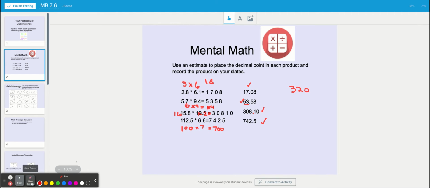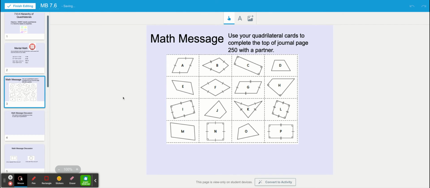Let's clear our screen. I don't know if you noticed, but they've updated my screen recording. So our math message today is to use your quadrilateral cards to complete the top of journal page 250 with a partner. So if you're at home, obviously you don't have a partner from school, but you could work with someone in the class by communicating through Gmail, or you could work with a family member at home. You will not have these cards at home.